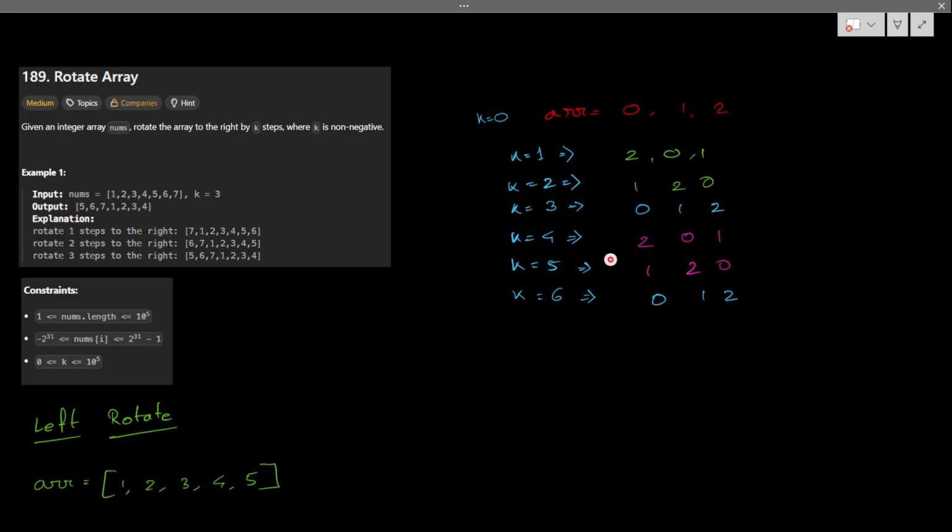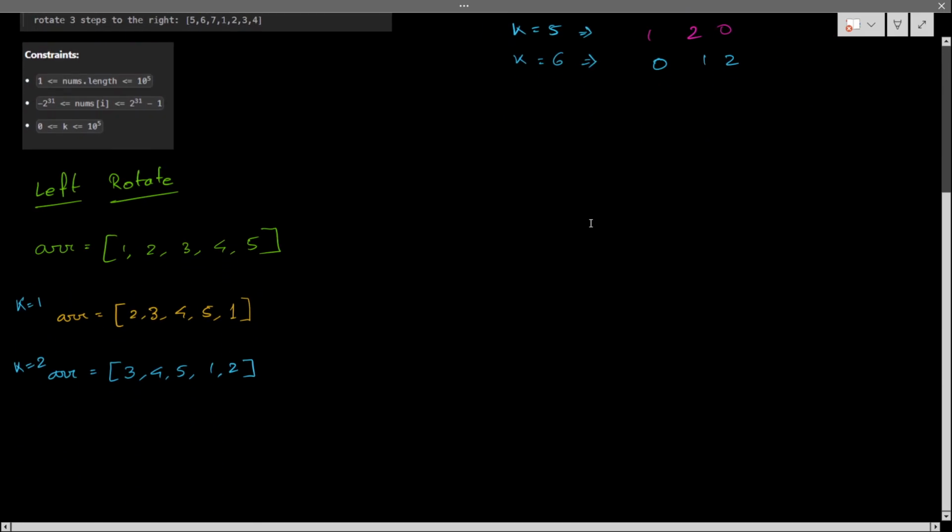So if k is given as 5, I can do only 2 rotations, right? Why should I rotate 5 times? So I can reduce the value of k. If the remainder is the same, my output will be similar. So we can reduce the value of k by k modulo n. It is also applicable for the left rotation as well. So this is the thing.